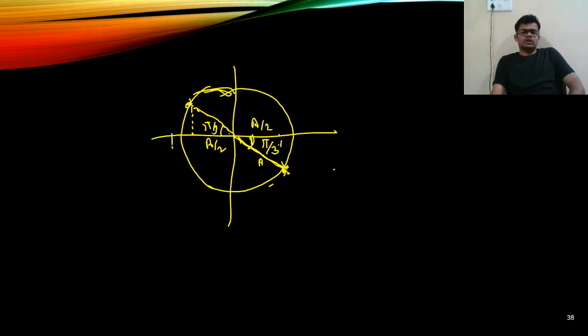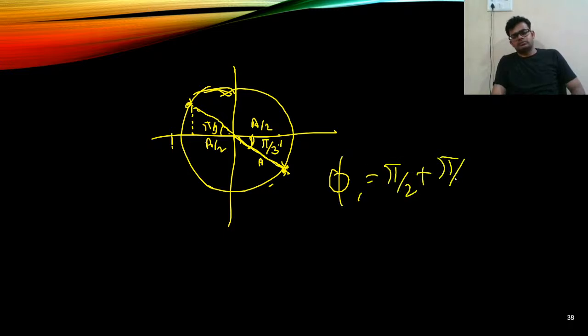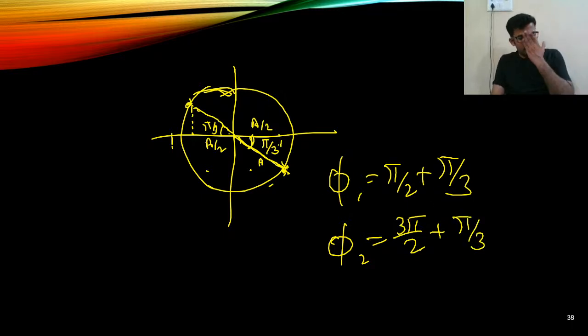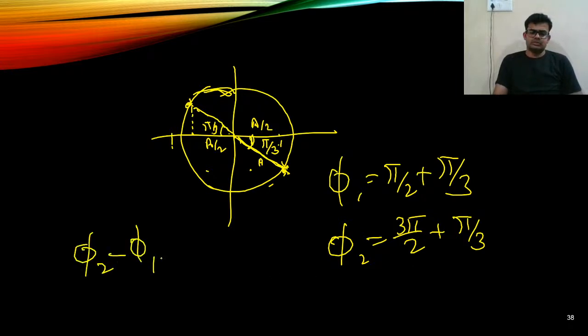So let us write the total phi 1. Phi 1 is pi by 2 plus pi by 3. Phi 2 will be pi by 2 plus pi by 2 plus pi by 2, that is 3 pi by 2, plus this one, pi by 3. Very simple, right? Now what you will do? Just phi 2 minus phi 1 will be the answer.